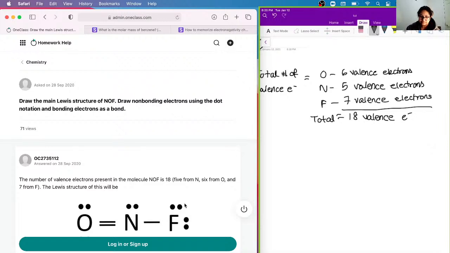Okay. And so the Lewis structure of this, since we have three elements here, 3 atoms, we would have 3 bonds. In these 3 bonds, we would occupy 6 electrons, right? So 18 minus 6 will give you 12. So we have 12 valence electrons remaining.